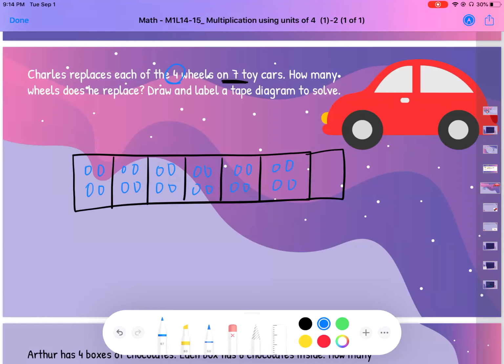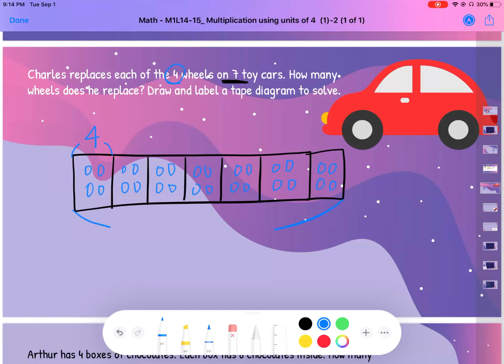So up to here, it is pretty similar to our array. But are we done? Nope, because we need to label the tape diagram. So we're going to start with the top blank. How many wheels are there in one toy car? There are 4 wheels.